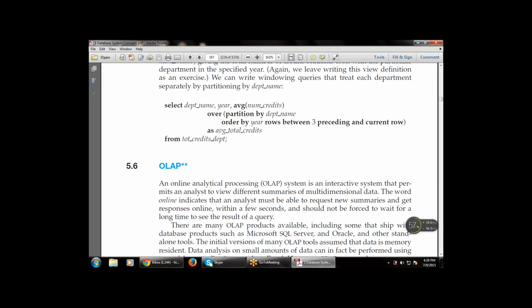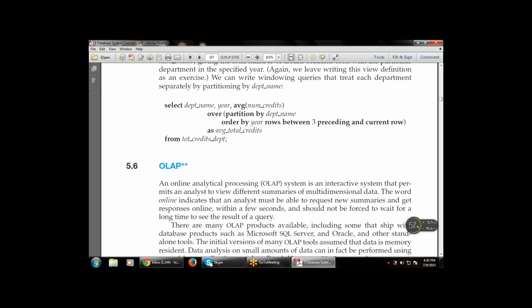It is an interactive system that permits an analyst to view the different summaries of multi-dimensional data. That is how the data will be available, or how to maintain the data, which is also a part of OLAP. So it is an interactive system that permits an analyst to view the different summaries of the multi-dimensional data.